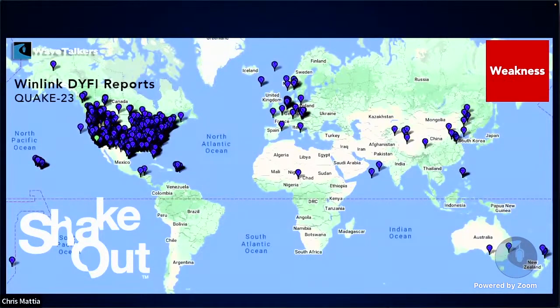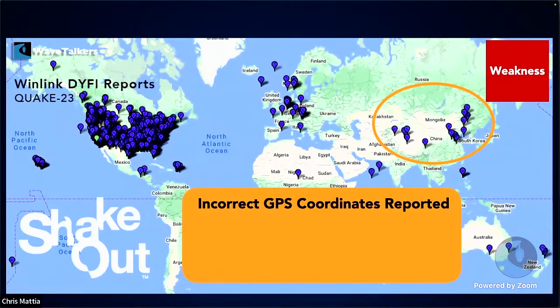and let's talk a little bit about some of the weaknesses of what got identified as we worked through analyzing the data that came in. The first one that jumped out to me was this group right in here. Now, I went through and looked at every single one of these pins to see, did we actually get participation from stations across East Asia? And in fact, we did not.